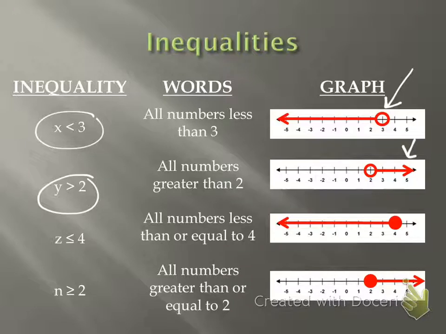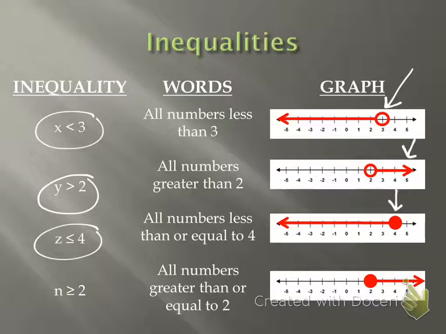Well, now notice with z is less than or equal to 4. Now, less than or equal to 4. Can 4 be a part of the solution? Yes, it can, because equal to, well, we all know what equal to means, right? It means the same as, the same value. So that's why now we have a closed dot anytime I have the equal to symbol in my inequality. I have a closed dot on the 4 because 4 can be a part of my solution.